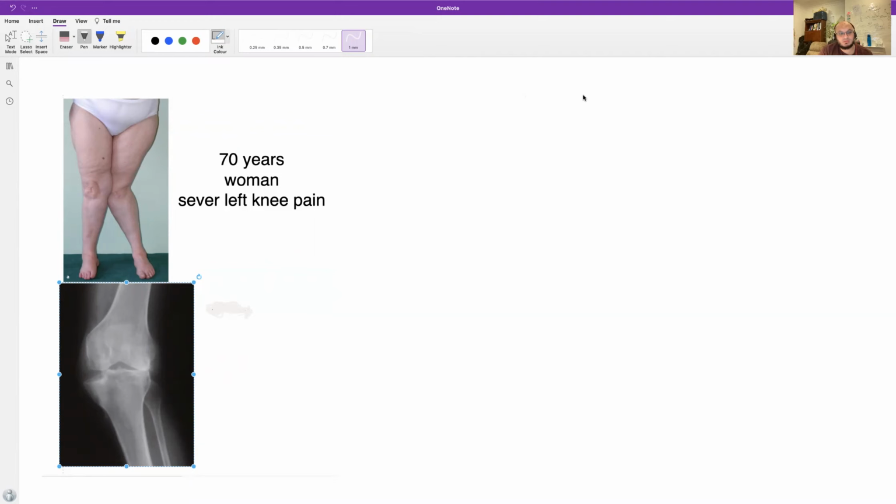A 70-year-old woman with severe left knee pain. Describe what you see and tell me how you are going to manage this case.